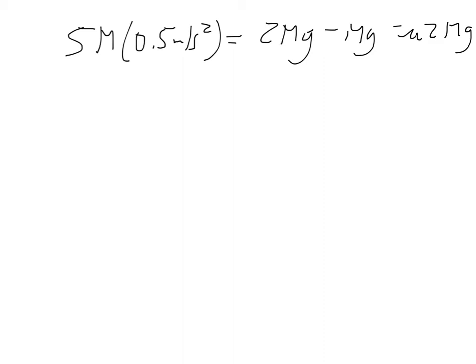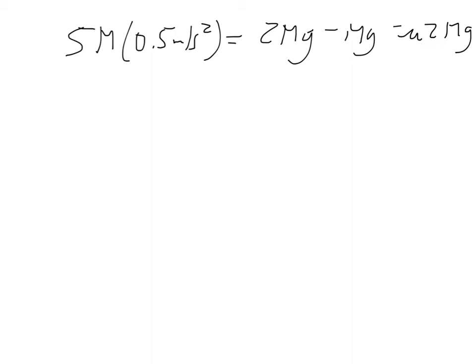With a little bit of cleanup, we now have that the total mass, 5m, multiplied by the acceleration of the system, 0.5 meters per second squared, is equal to the 2mg driving force from the right-hand side minus the mg on the left-hand side trying to resist the motion minus the force of friction from the box on the table, 2mg times the coefficient of kinetic friction.